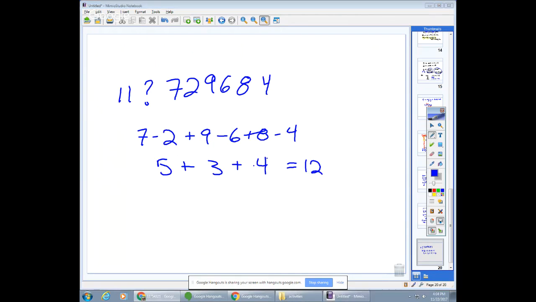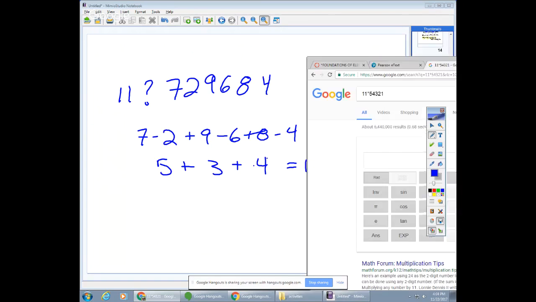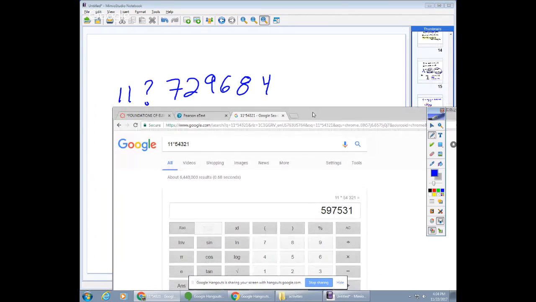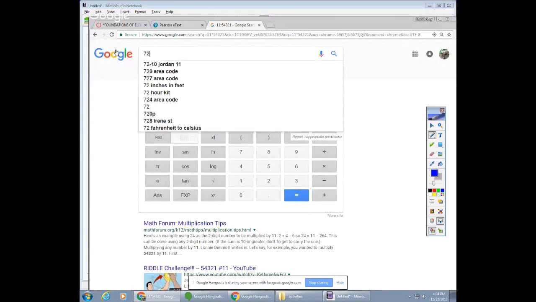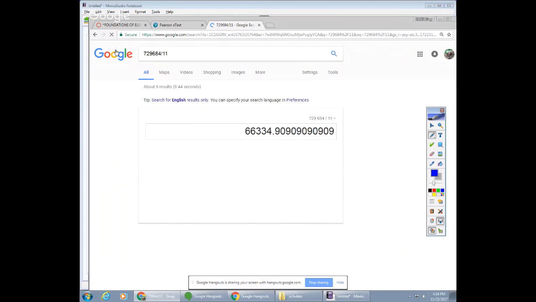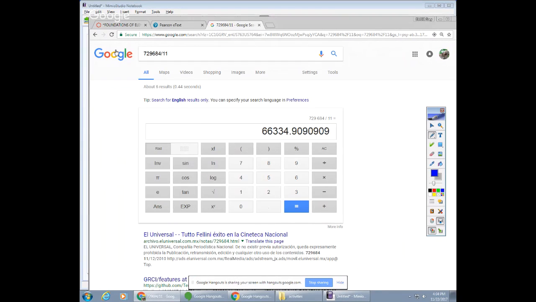Is my calculator working today? I can fix that soon. So 729,684 divided by 11. I should get a decimal out of it. Okay, so it doesn't work. Now, it was close, though, right? 12 is almost a multiple of 11.